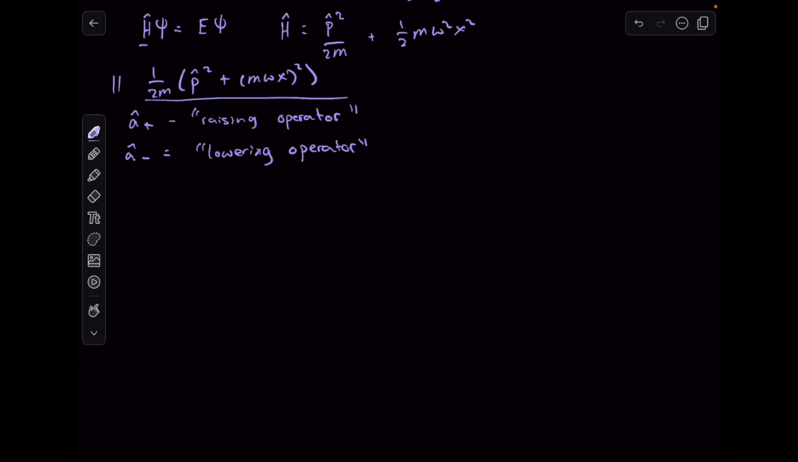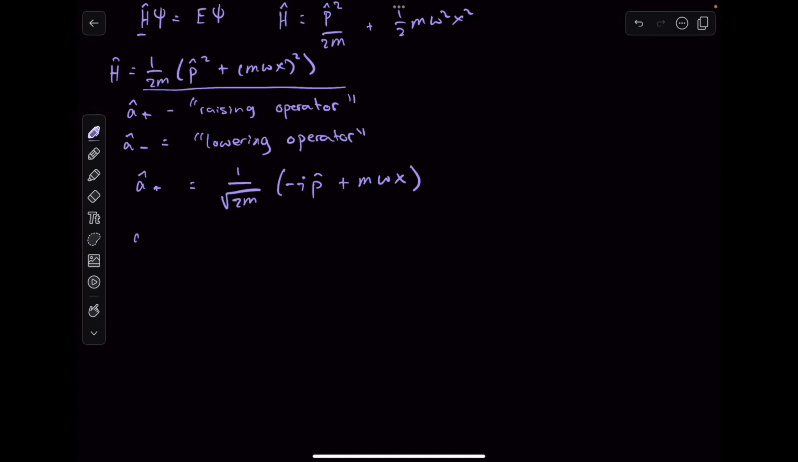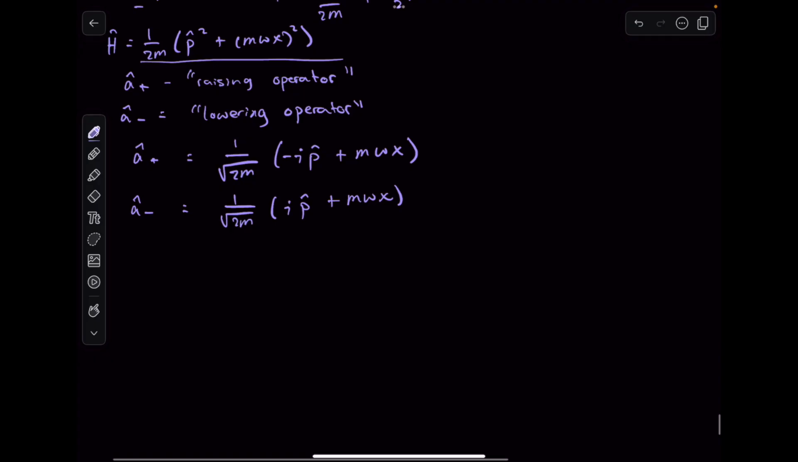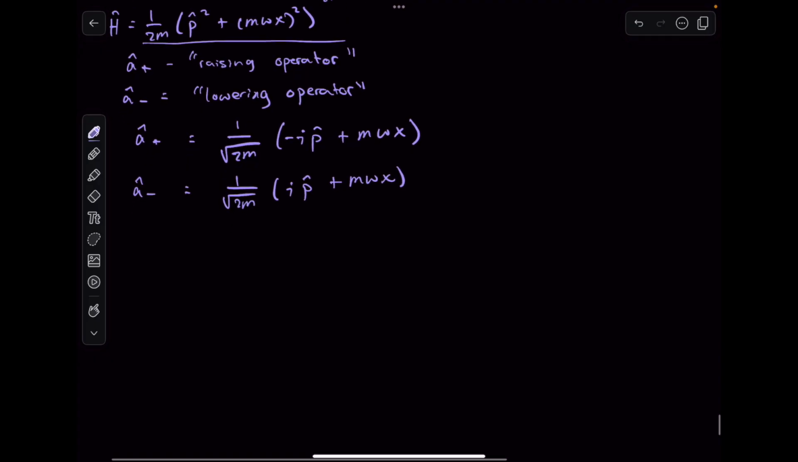Hamiltonian with two operators. So our raising operator is going to look something like 1 over the square root of 2m times negative i, which is the square root of -1, times the momentum operator plus mass times omega times x. And then if we choose our raising operator to look like this, then what we have to do is make our lowering operator essentially the same thing, but with the sign here flipped. And this is so when we multiply them out, we hopefully get terms that cancel. And let's see what happens.